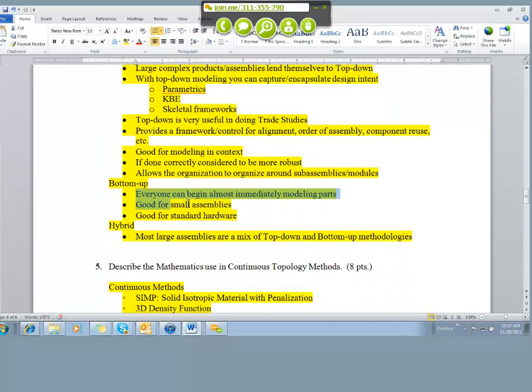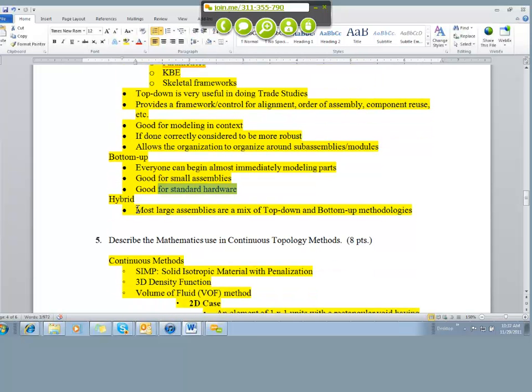Then if you talked about the bottom-up approach, a positive point there is literally you can get everybody modeling from the very onset of the project. It's good for small assemblies. It's good for standard hardware. So anything that you purchase as a standard component that you don't manufacture inside your company, those components are generally done with a bottom-up approach.